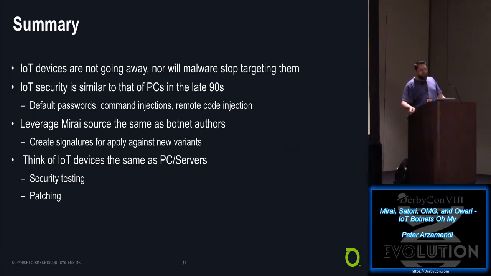And lastly, we should be thinking of IoT devices the same as our PCs and our servers. They should be added to our regular security testing, any type of network pen test or web app pen test. These devices should be thrown in there, along with our regular patching cycle. Most corporations have a regular date where they're doing their patches. They're patching their Microsoft systems, they're patching their applications. These IoT devices should be included along with that patching cycle.